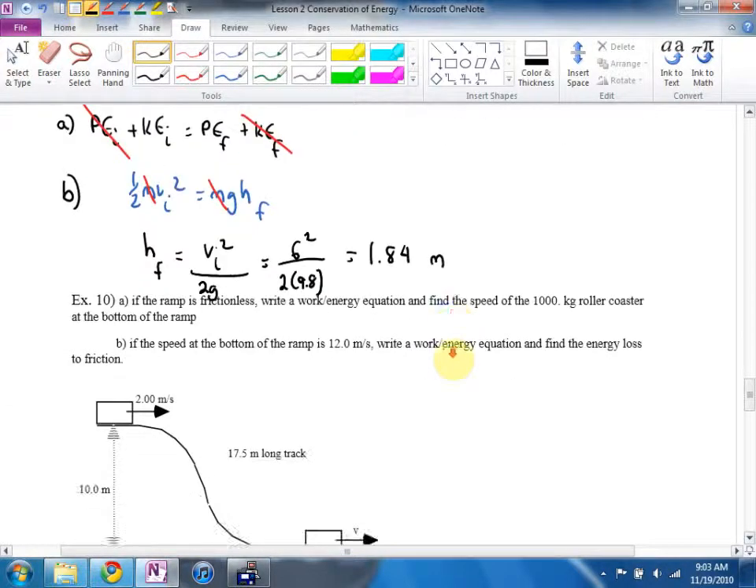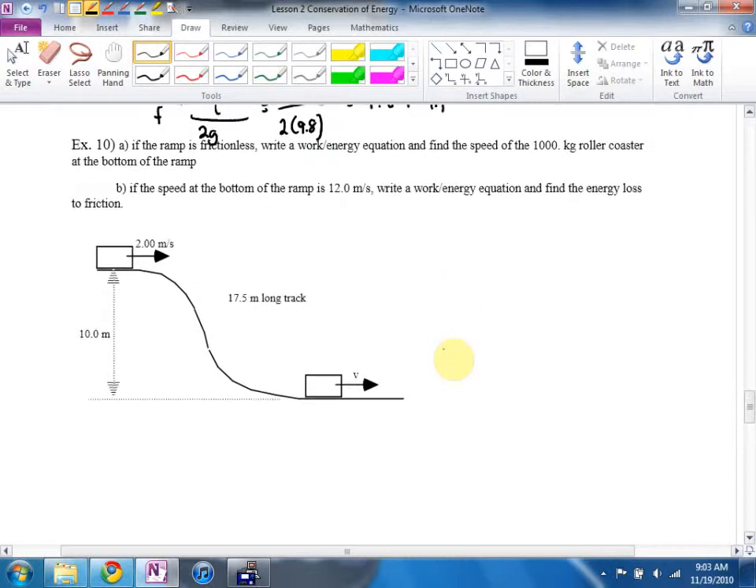Example 10. If this ramp is frictionless, hey, this is a roller coaster. Write a work energy equation and find the speed of the 1,000 kilogram roller coaster at the bottom of the ramp. Okay.